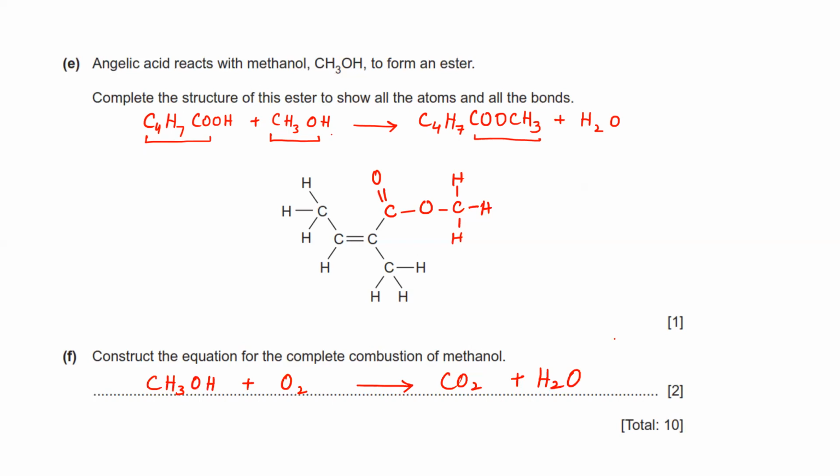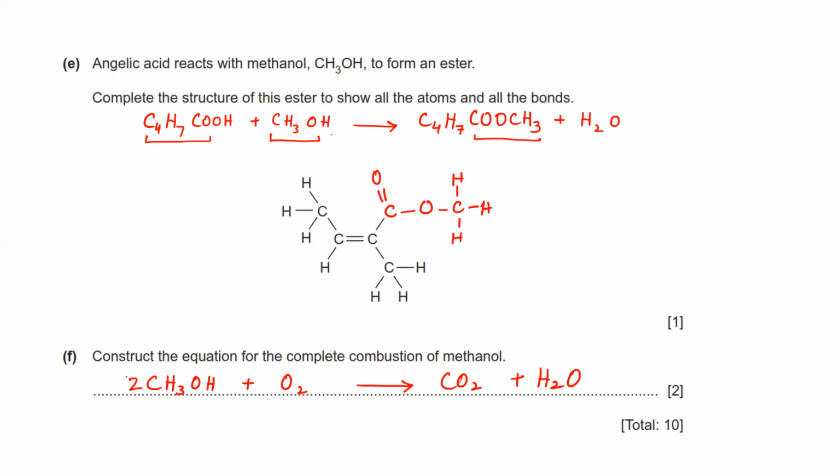Okay, so let's see. O is 1, O is 2, and 3. So 3 O, and we have 1 O. So if we add 3 here, oxygen will be 6. If I add 3 here, oxygen will be 3, and hydrogen will be 6. So H will be 4 and 6. So if I add 2, 3, 4, no, I will not be having 6.